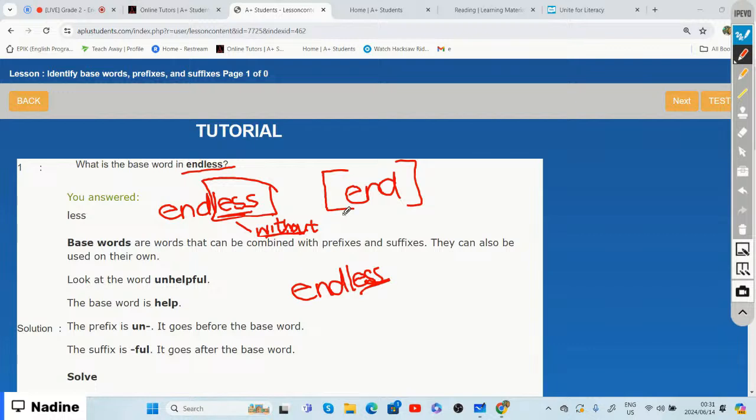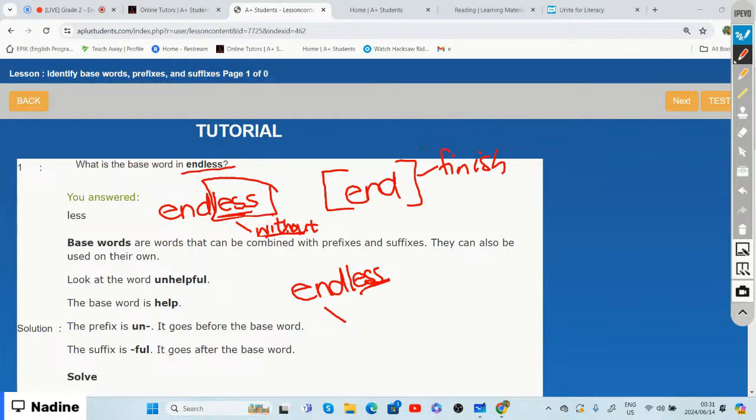Yes, well done. So end means finished, right? End means finished. But now, just see how the meaning changes. Because if end is finished, now the word less means without. Then if we put those two words together, it means without ending. It's not going to end, it's not going to finish.